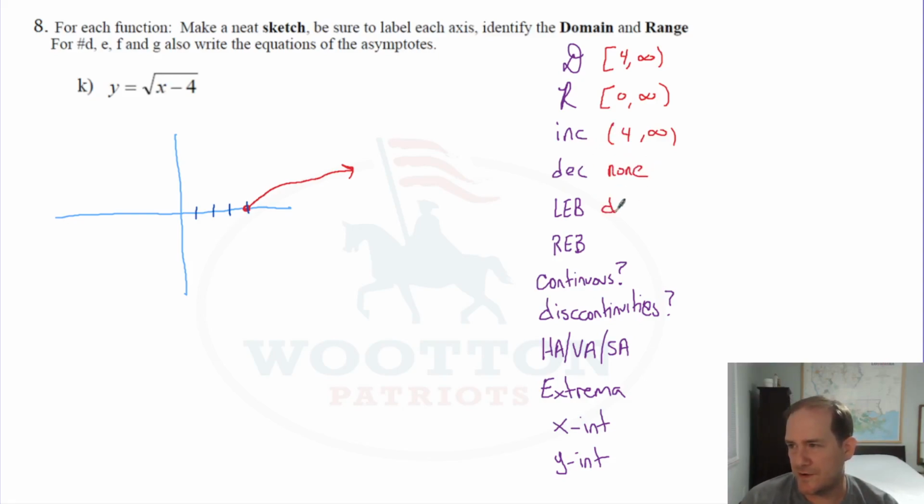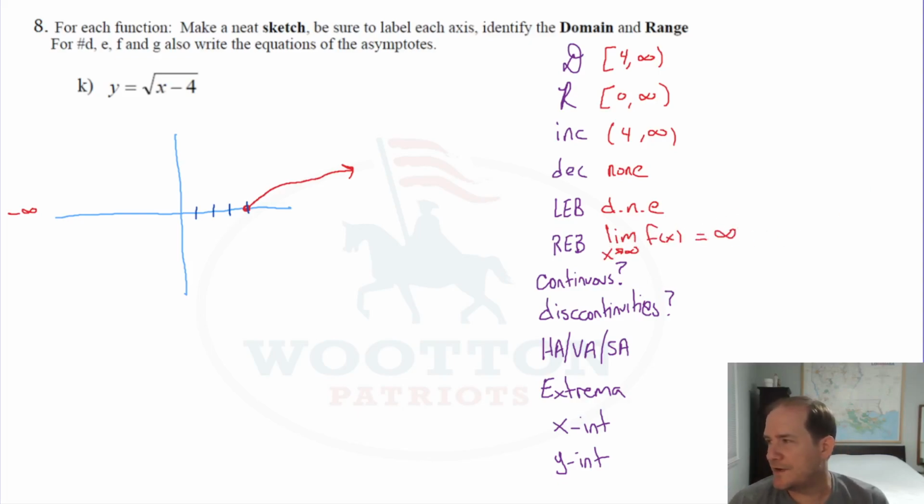Left-hand behavior does not exist, because remember, the left end is not this point. The left end is when I go all the way to infinity, and you can look for the graph all you want, but it ain't there because the graph doesn't start till 4. Alright, my right-hand behavior exists though, and it's that the limit as x goes to infinity of the function is infinity. Okay, are we continuous?